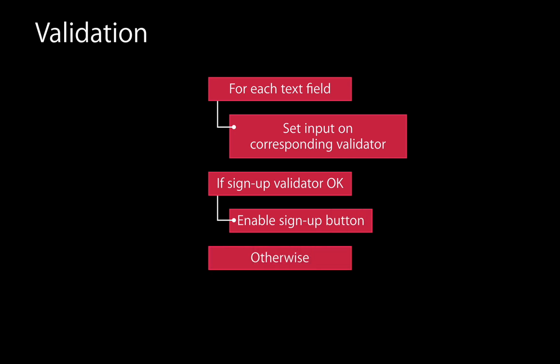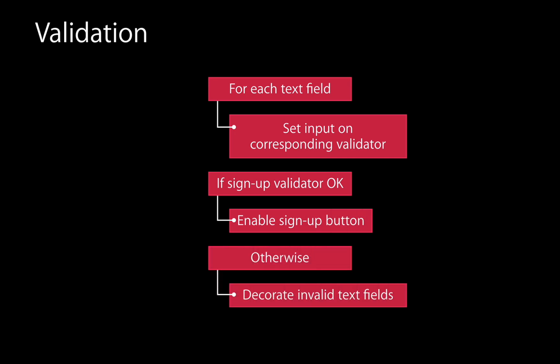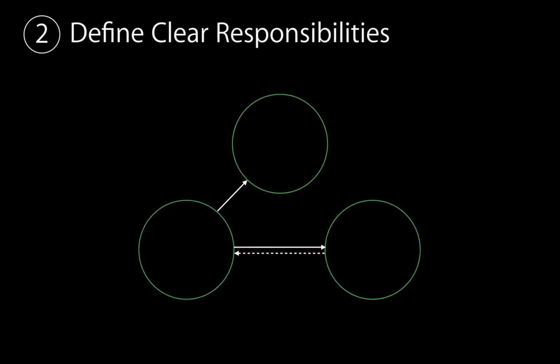Now we're able to consider each text field uniformly because all we do is set the input on the corresponding validator. We're also able to decorate all of the text fields uniformly as well. The logic and that responsibility has been moved elsewhere. We're only talking to an abstract interface. So that's defining clear responsibilities. We've separated out the responsibility of validation from the rest of our program. We've used composition to build up larger pieces from smaller ones.